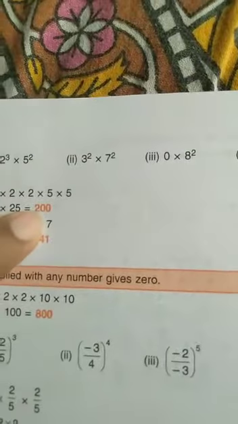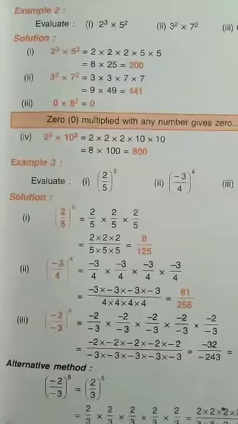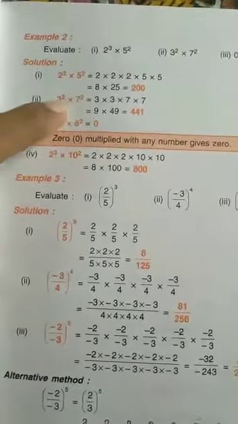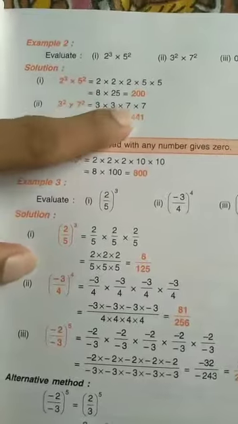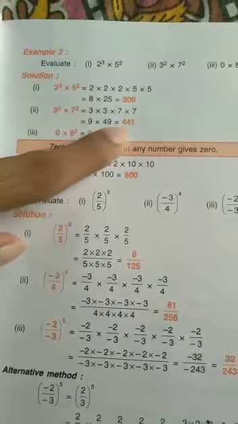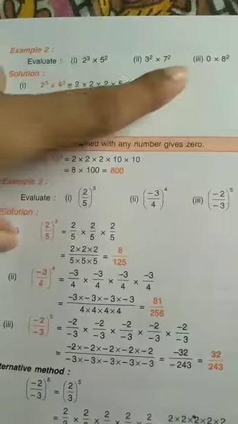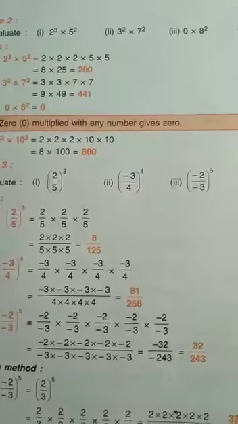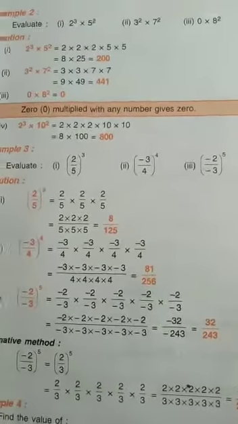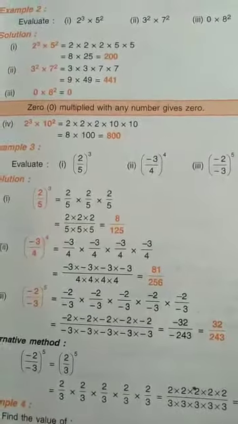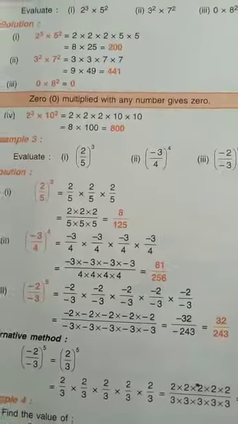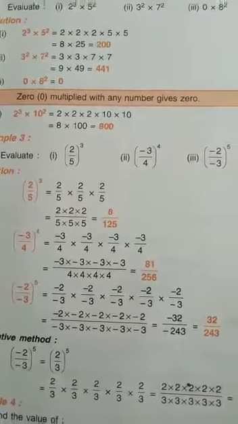So 8 into 25 will be 200. Similarly, 3 to the power 2 into 7 to the power 2 is 3 into 3 into 7 into 7, so that means 441. So if we consider 0 into 8 to the power 2, we know that if we multiply any number with 0, then the result will be 0. So 0 into 8 to the power 2 means 0.